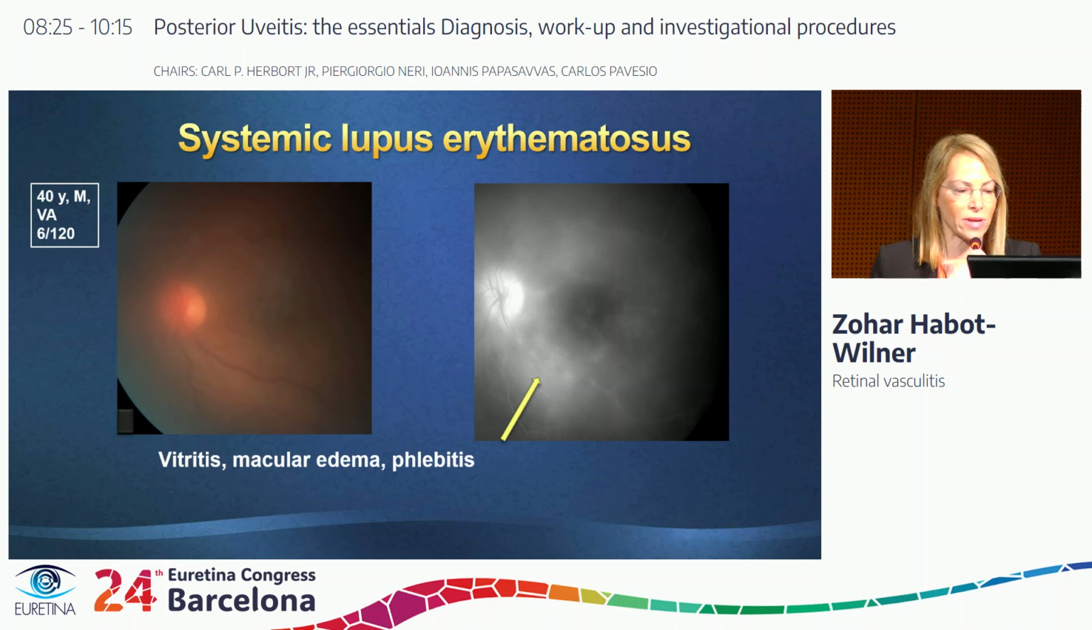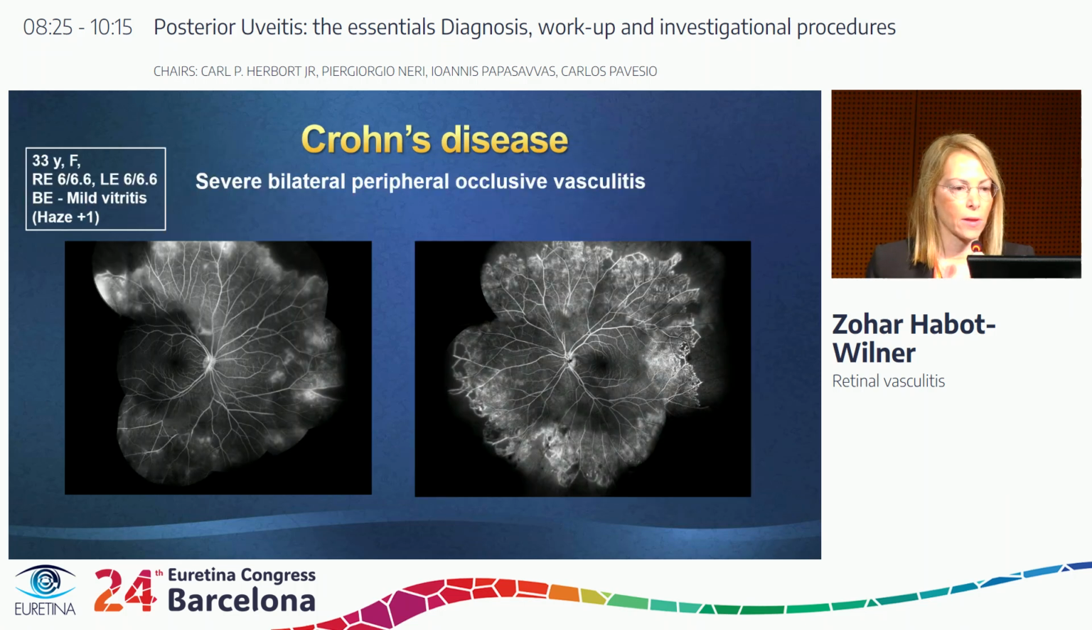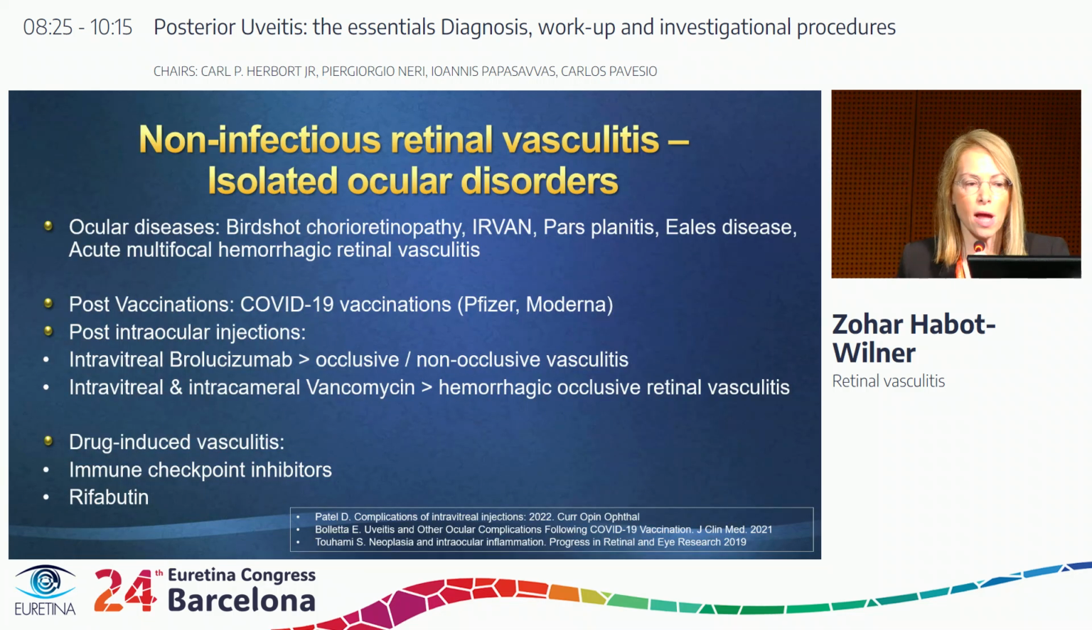He also had macular edema and phlebitis, which is quite less typical for SLE. Crohn's disease, you can see a very impressive picture of severe bilateral peripheral occlusive vasculitis. And I see some patients with Crohn's disease coming like this, and this is, of course, devastating, and we need to treat them fast.